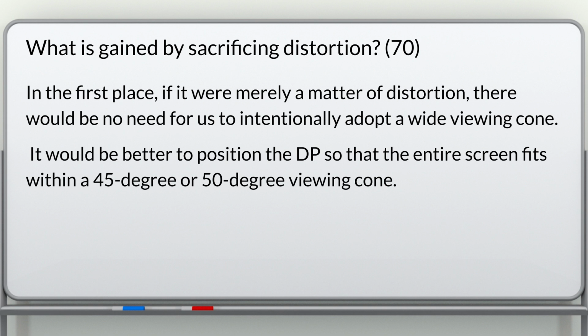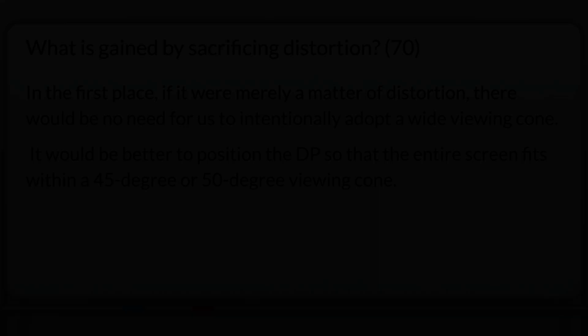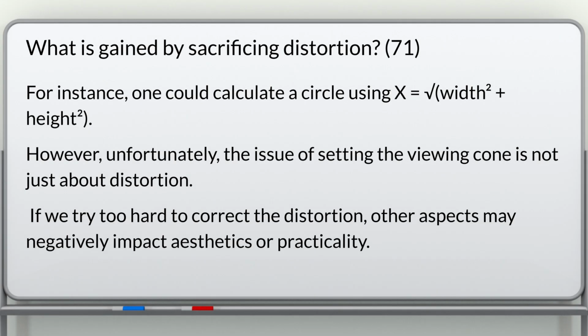It would be better to position the DP so that the entire screen fits within a 45-degree or 50-degree viewing cone. For instance, one could calculate a circle using x equals square root of width squared plus height squared. However, unfortunately, the issue of setting the viewing cone is not just about distortion. If we try too hard to correct the distortion, other aspects may negatively impact aesthetics or practicality.